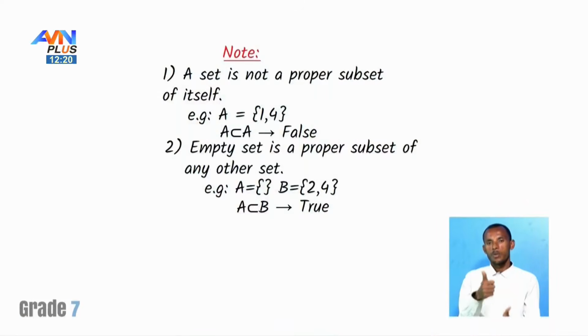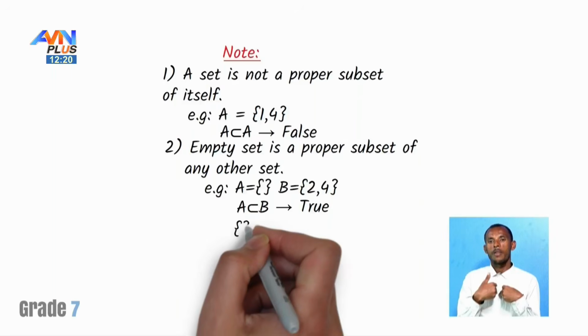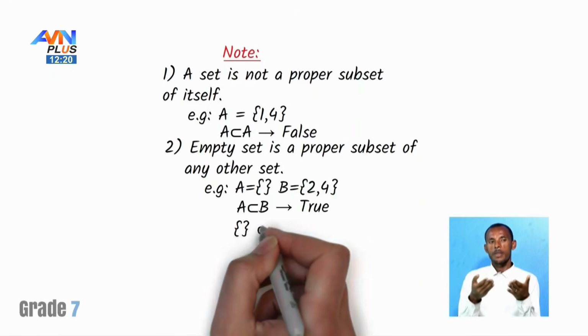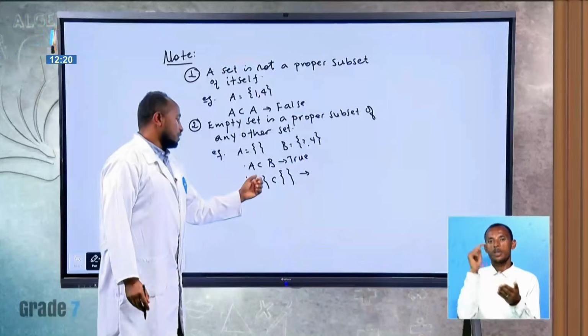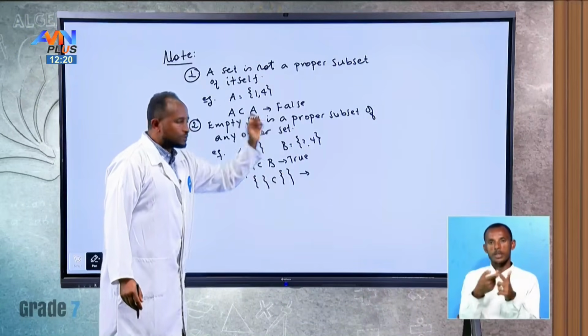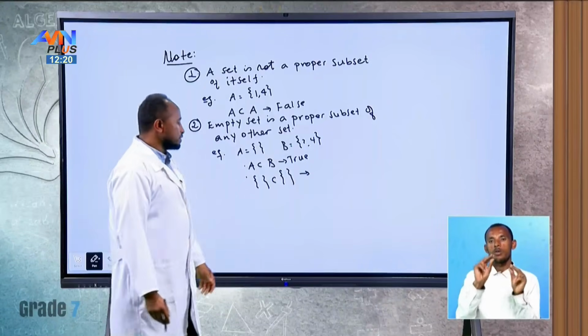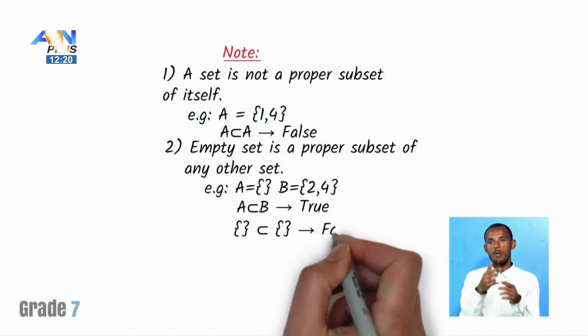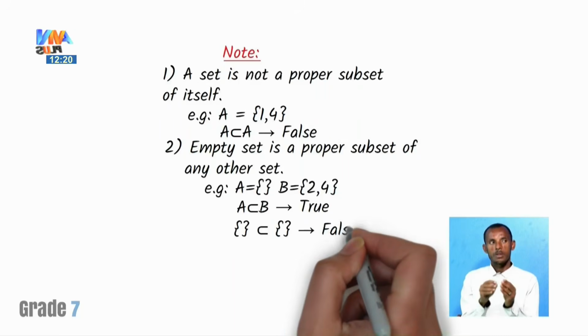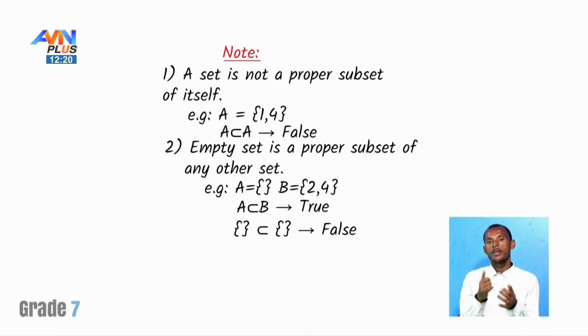Which means if you have the statement, empty set is a proper subset of empty set, this one is a wrong statement, because the second set has no more additional element. Because of this, it is a wrong statement. This one is wrong. So this is it.